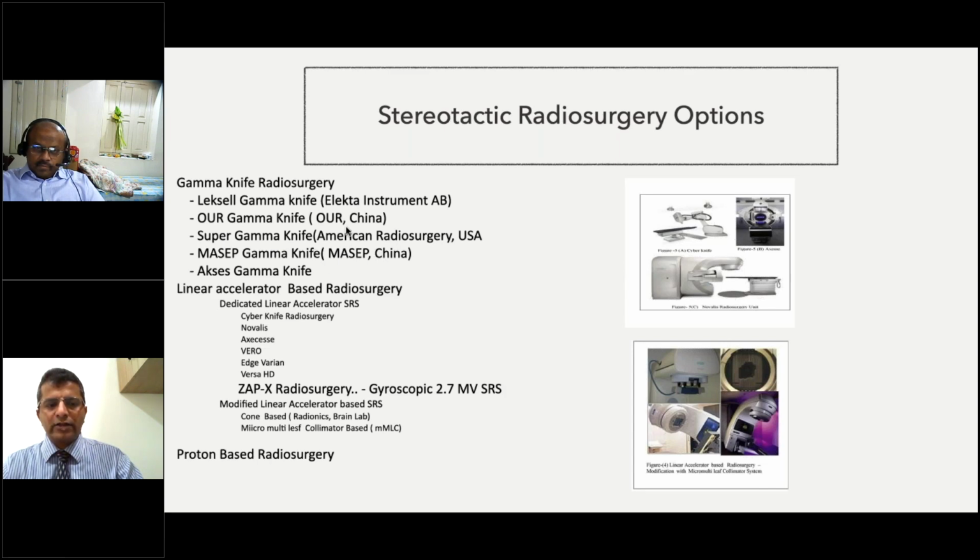However, we need to understand there are other systems which use gamma beams for radiosurgery, but they contribute a very small fraction of the market. I mean, a very small fraction of the users who are using this technique for radiosurgery.